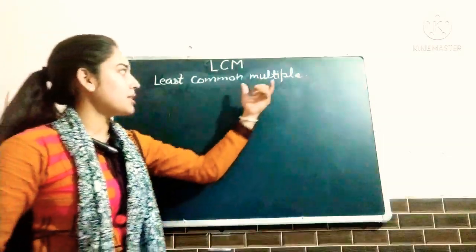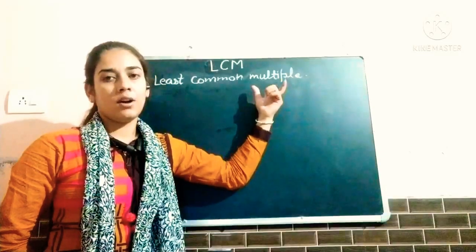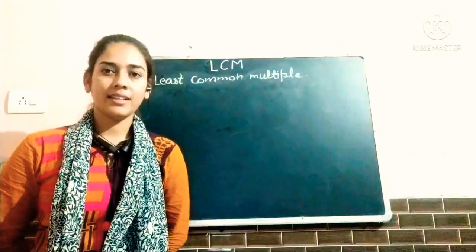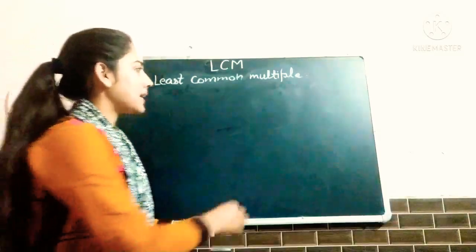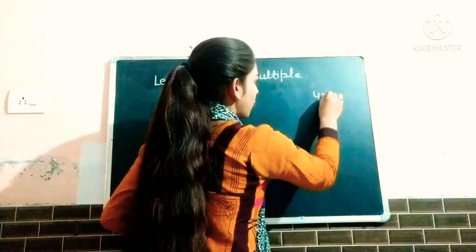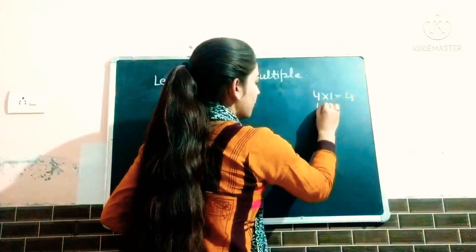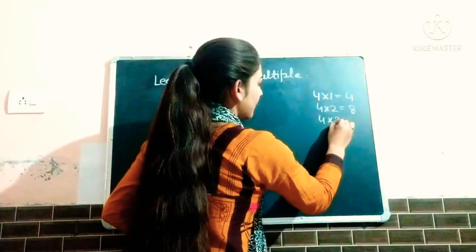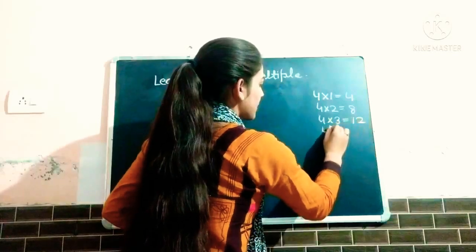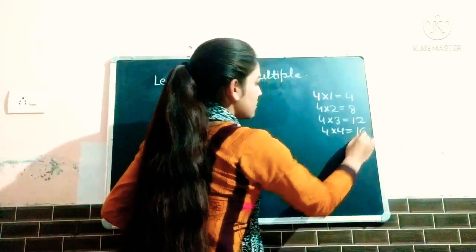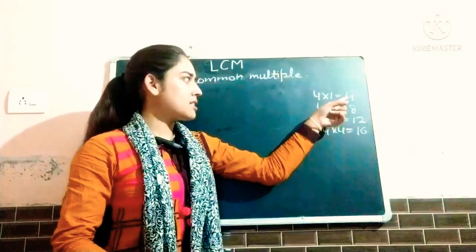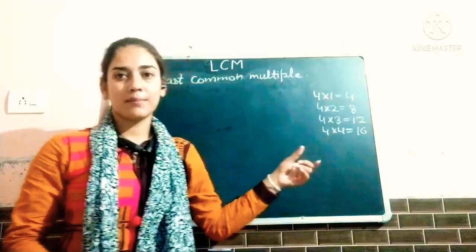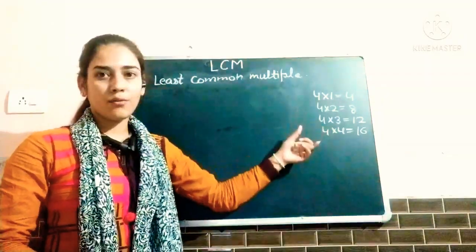Okay, let us come to the word multiple. All of you have remembered the multiplications, I think. Like if I write here the table of 4: 4 ones are 4, 4 twos are 8, 4 threes are 12, 4 fours are 16. So in this way, 4, 8, 12, 16, these all are the multiples of 4. This is the table of 4.